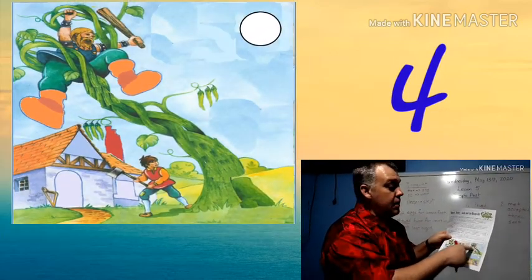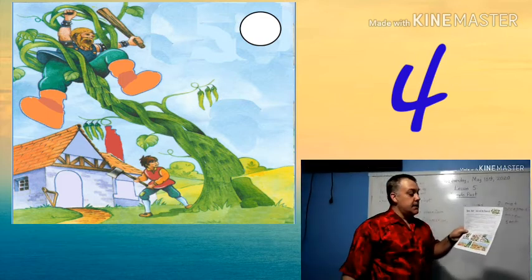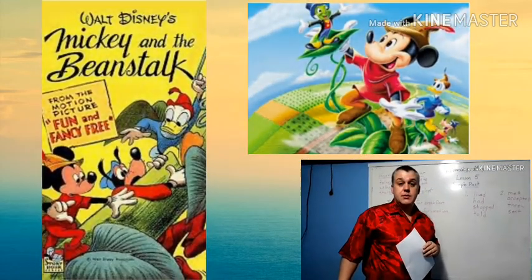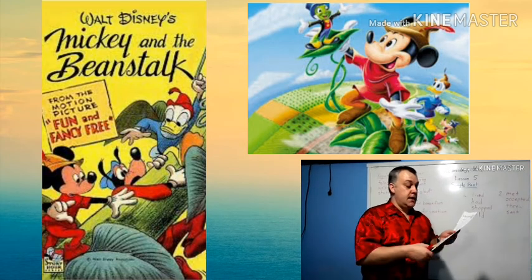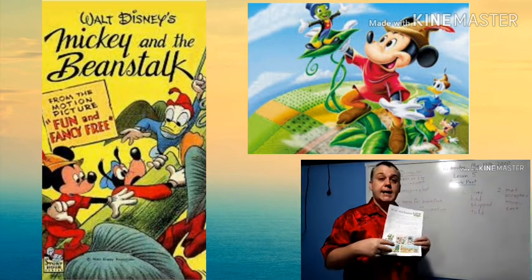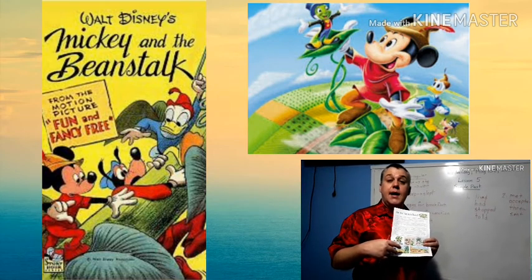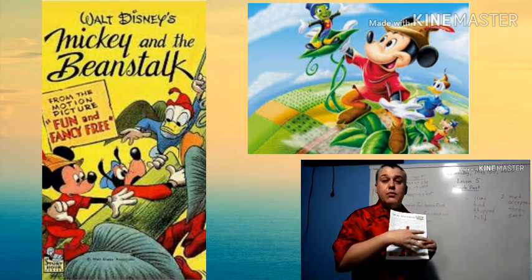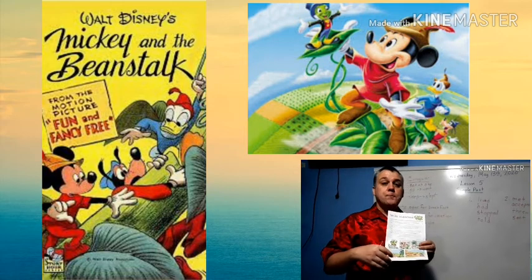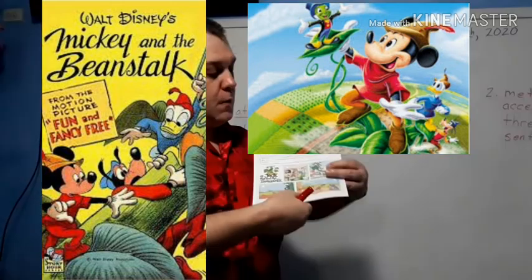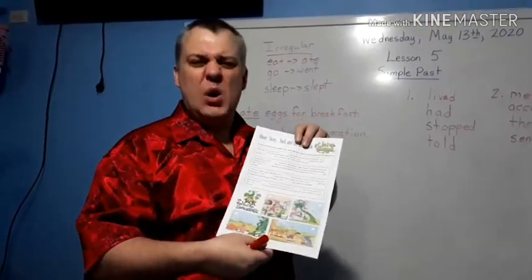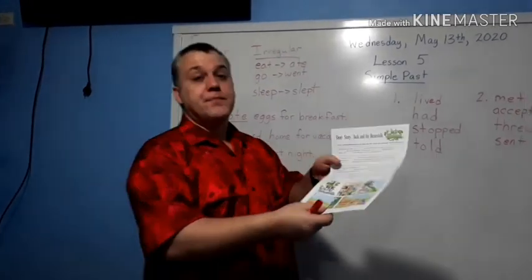And number 4, here's the giant falling down. Okay? Now, Disney did a Jack and the Beanstalk. They did it for Mickey Mouse. So there is a cartoon about Jack and the Beanstalk. If you look under Disney, the same thing happens. They go through the same thing. Okay? So, it's pretty fun. It's really old though. Okay?